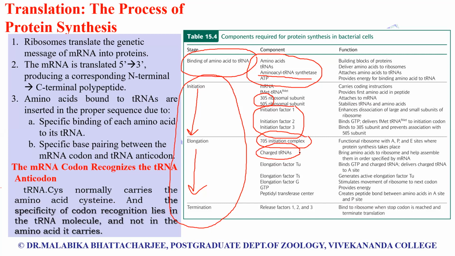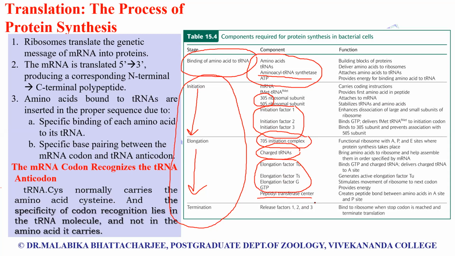They are known as charged tRNAs. Then we have a new set of proteins known as elongation factors. When we started, we had initiation factors. Now we have elongation factors. And interestingly, you see there's a peptidyl transferase center, which helps in creating the peptide bonds, but this is a part of the ribosome itself, okay?